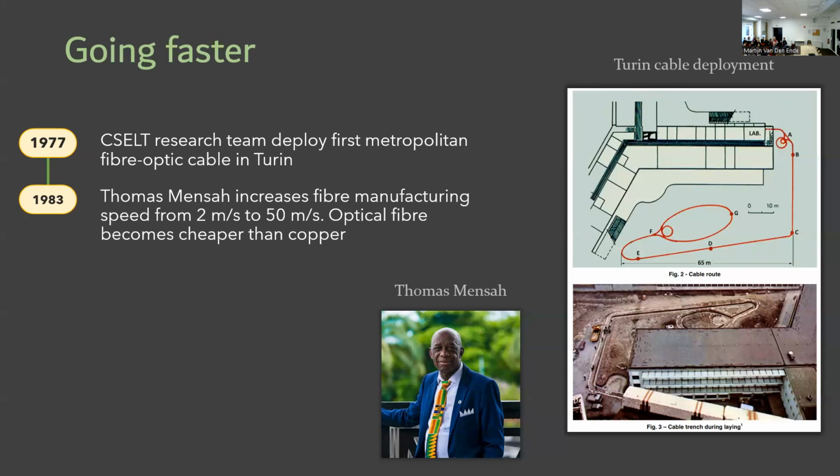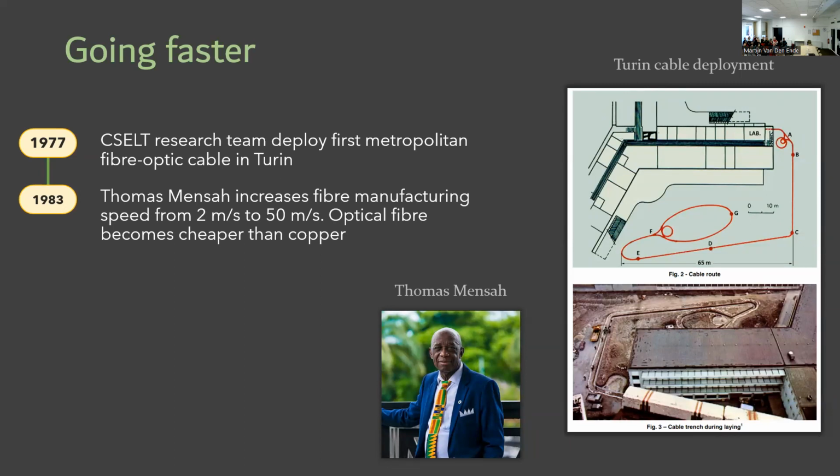But if you want to transmit data over large distances, you of course also need very long cables. And up to the 80s, fiber was relatively slow to manufacture. Creating these fiber strands, they could do it at a rate of about 2 meters per second. And if you need hundreds and hundreds of kilometers of fiber, that is really too slow. But Thomas Mensa found a way to increase this rate up to 50 meters per second.